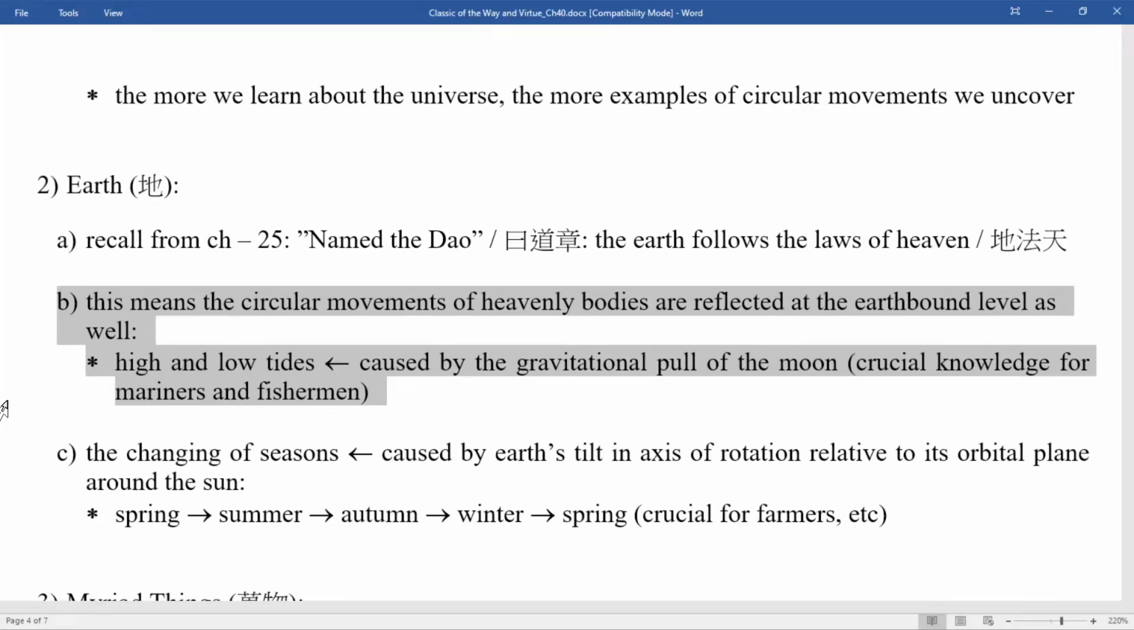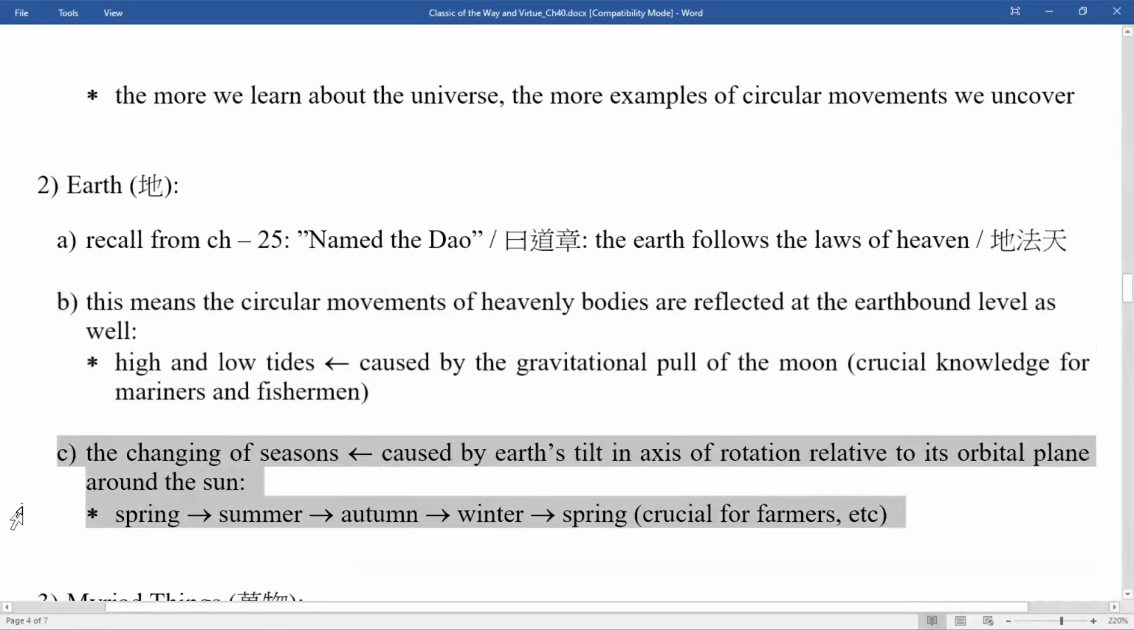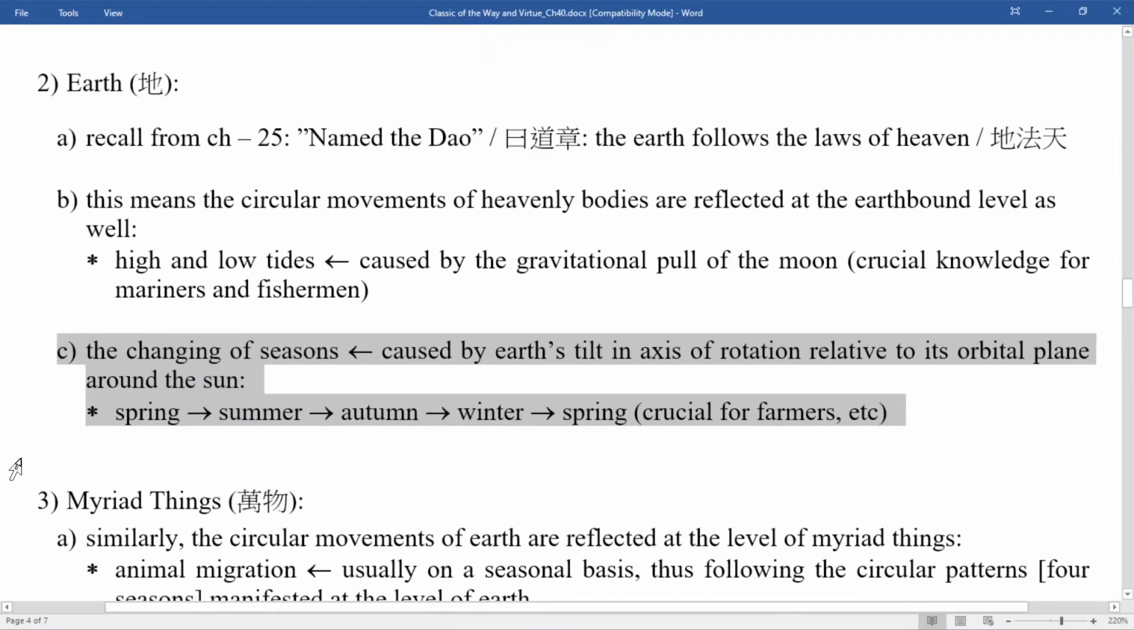For example, high and low tides are caused by the gravitational pull of the moon. This is important for people whose livelihood depends on shipping, and also fishermen, obviously. They have to know when the high and low tides are. Similarly, on the Earth level, the changing of seasons is caused by the Earth's tilt in its axis of rotation relative to its orbital plane. That's how we have the four seasons, which is crucial knowledge for farmers. These changes at the earth level are crucial for humans.